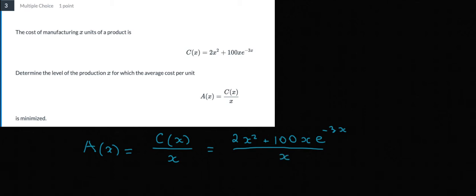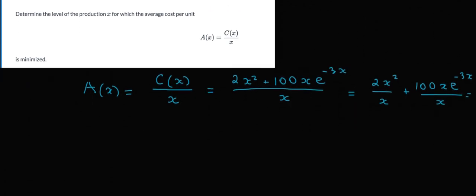Now, in the numerator, we have a sum of two terms, and both of those terms need to be divided by X. So I'm going to split our fraction into two fractions: 2x squared divided by X plus 100x times e to the power negative 3x, all divided by X.